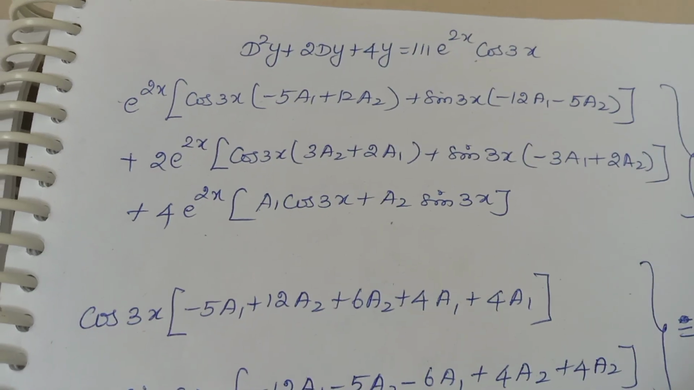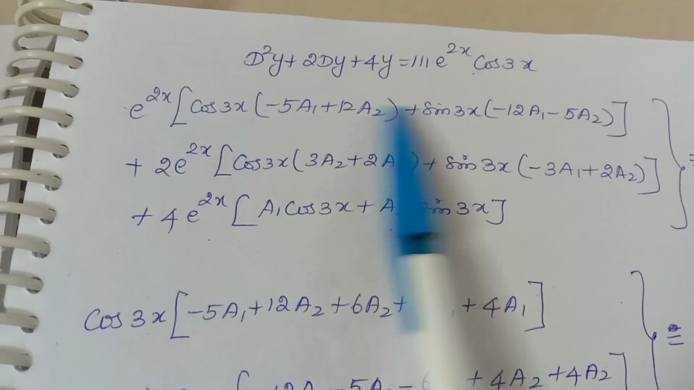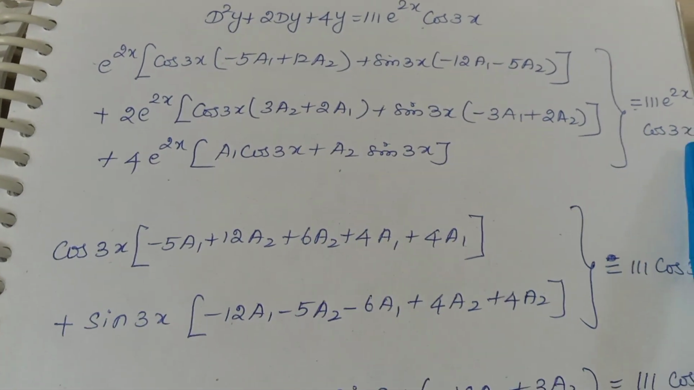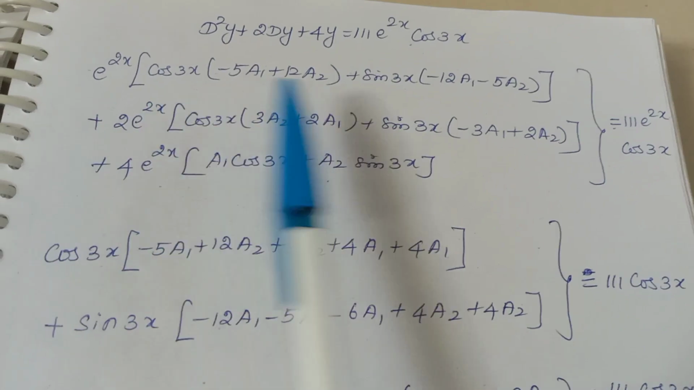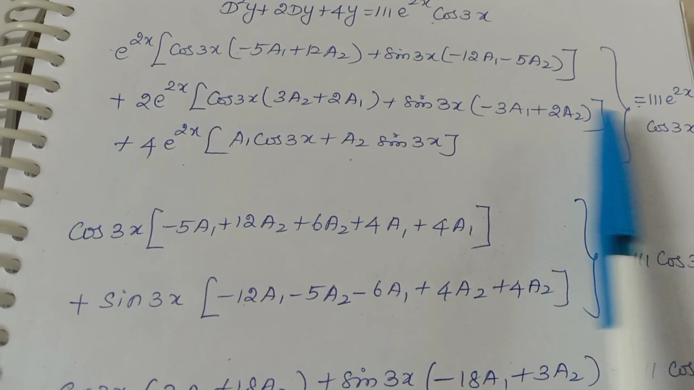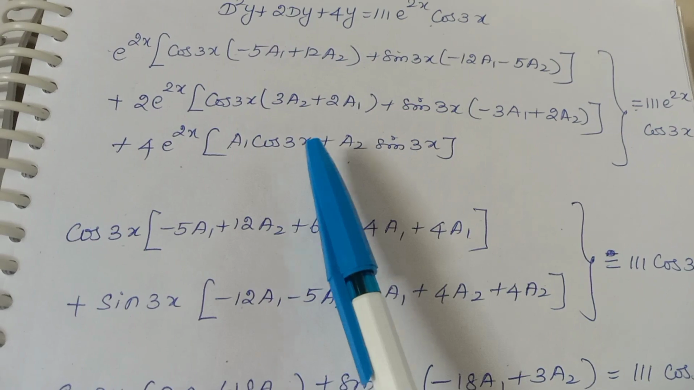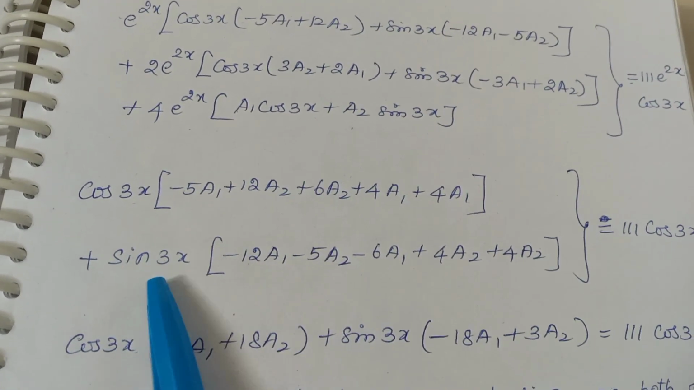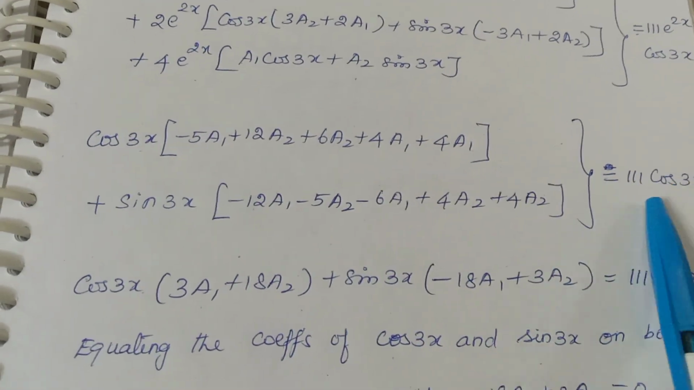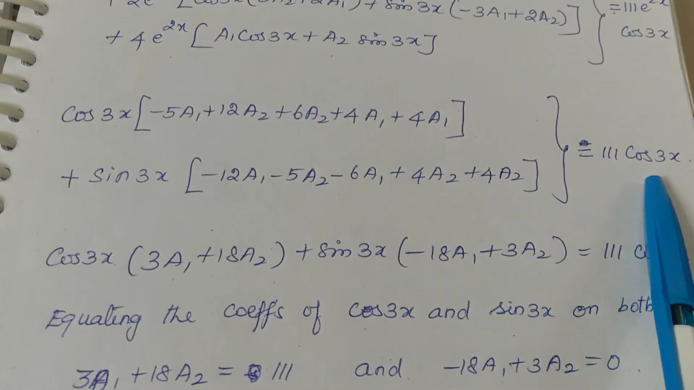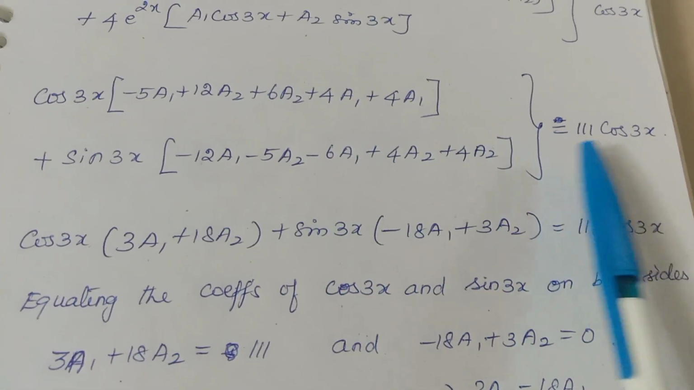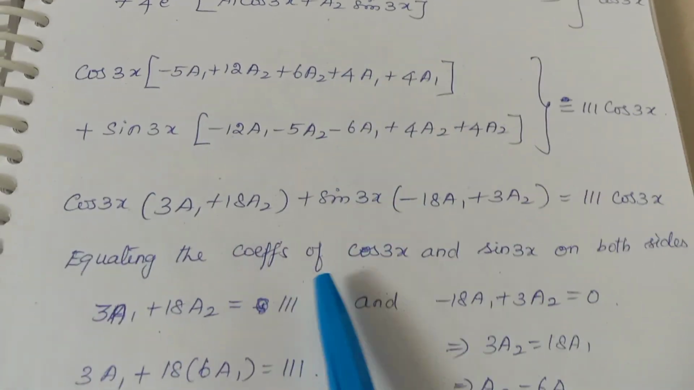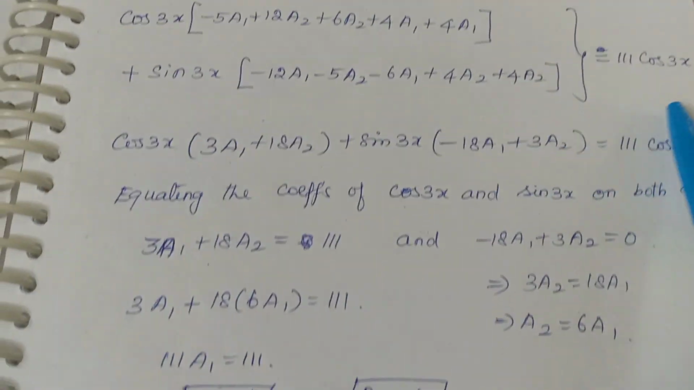After doing all the simplifications, I am substituting the values in the given equation. So this is the given equation, equate it to 111 e power 2x cos 3x. Both on the left and right hand side, e power 2x is a common factor which we can cancel. Then in the left hand side, you separate the terms containing cos 3x and sin 3x and equate the coefficients. On the right hand side, you have only cos 3x, with coefficient 111. There is no sin 3x. So equate the coefficient of cos 3x to 111 and the coefficient of sin 3x to 0.